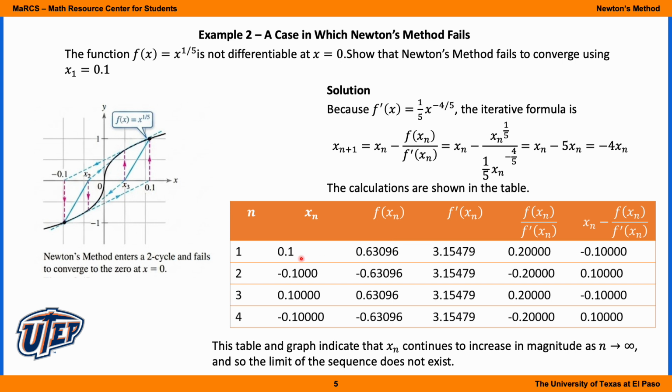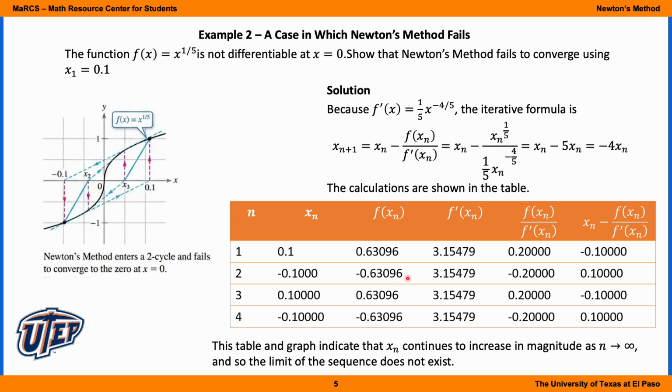Our first approximation, we stated, was 0.1, so plugging that in, our function evaluated at that value is 0.63096. Our first derivative evaluated at that value is 3.15479. Now dividing this value by our first derivative evaluated at 0.1, we get 0.2. Now subtracting 0.1 minus 0.2, we get negative 0.1. That will be our x2, our new approximation.